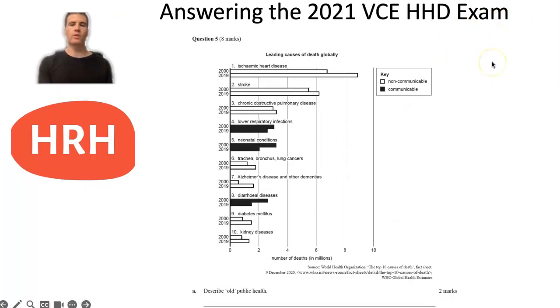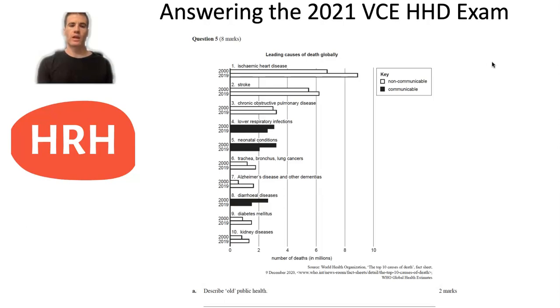Now you can see here the 2021 exam question 5 was worth 8 marks, and it started with this graph looking at the leading causes of death globally, and you can see there was a key that provided examples of non-communicable and communicable diseases represented in the graph. Remembering that communicable diseases can be transmitted from individual to individual, whereas non-communicable can't, the dark bars were examples of communicable diseases. The x-axis represented the number of deaths in millions, and the y-axis the different conditions for the years 2000 and 2019.